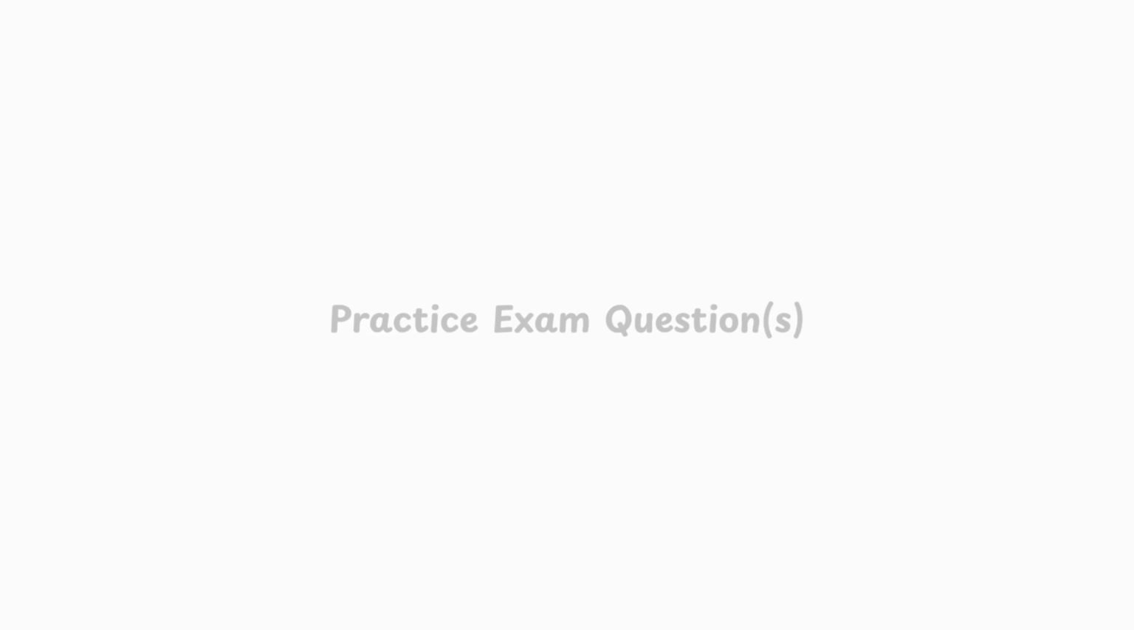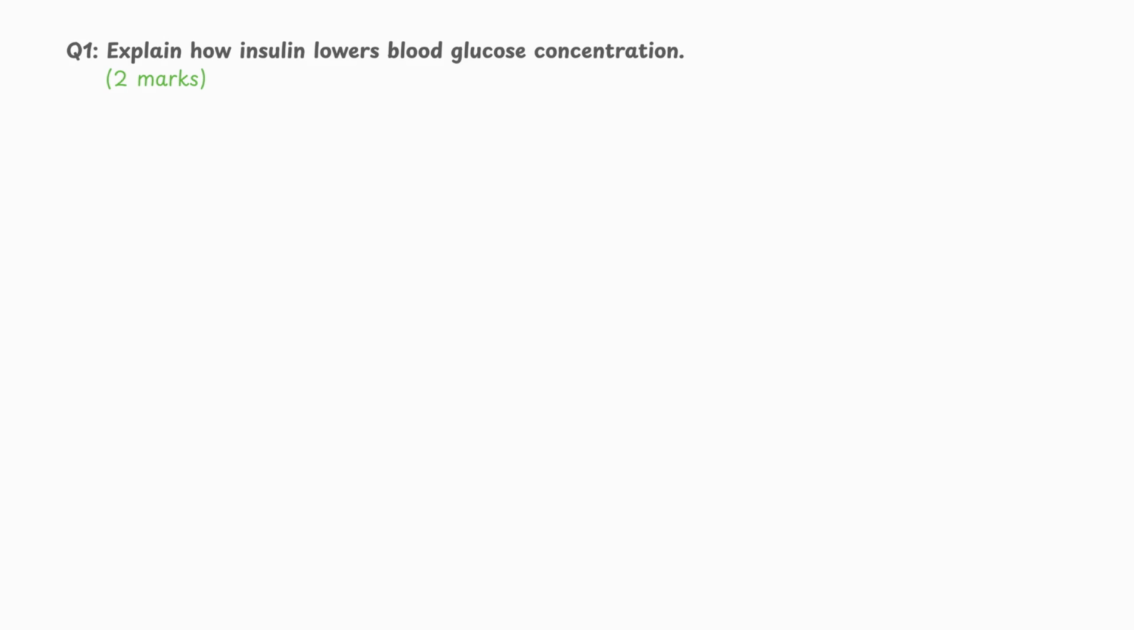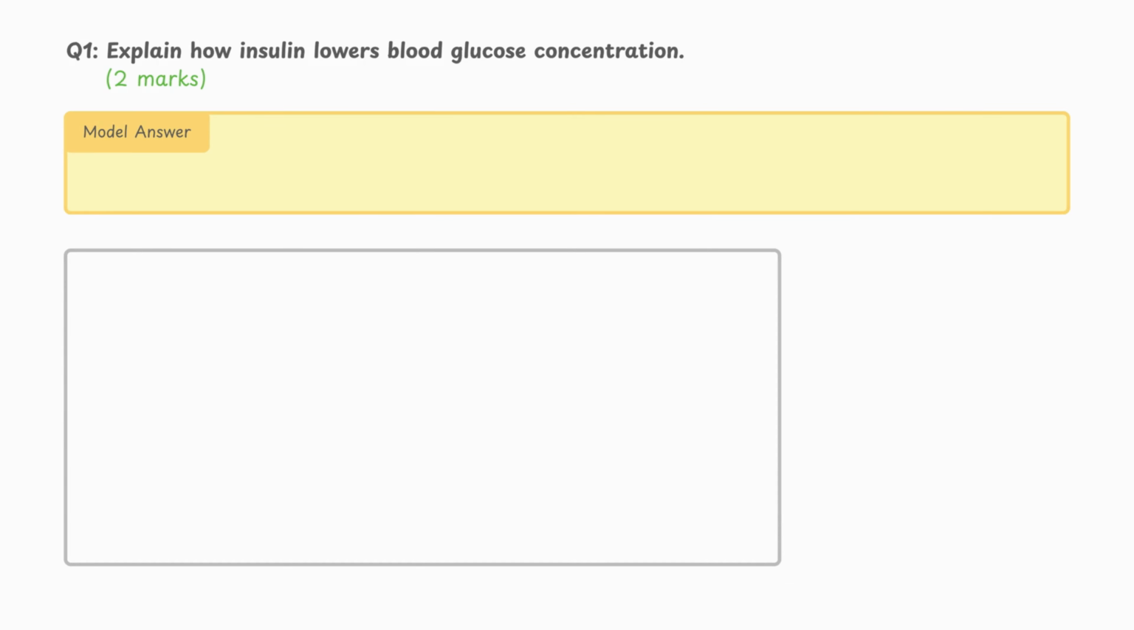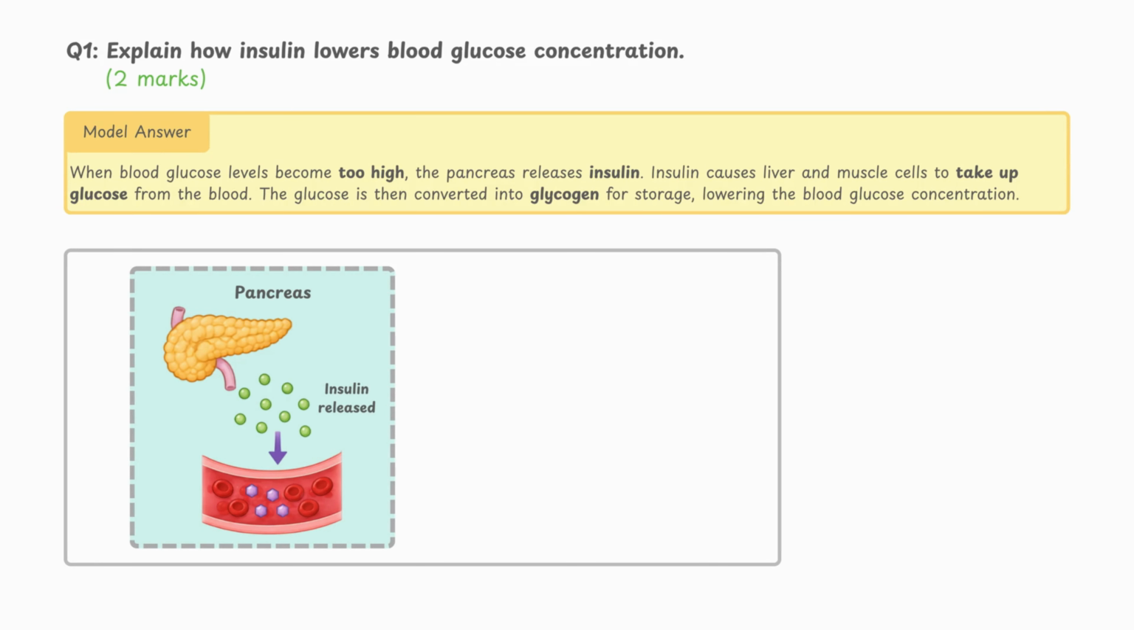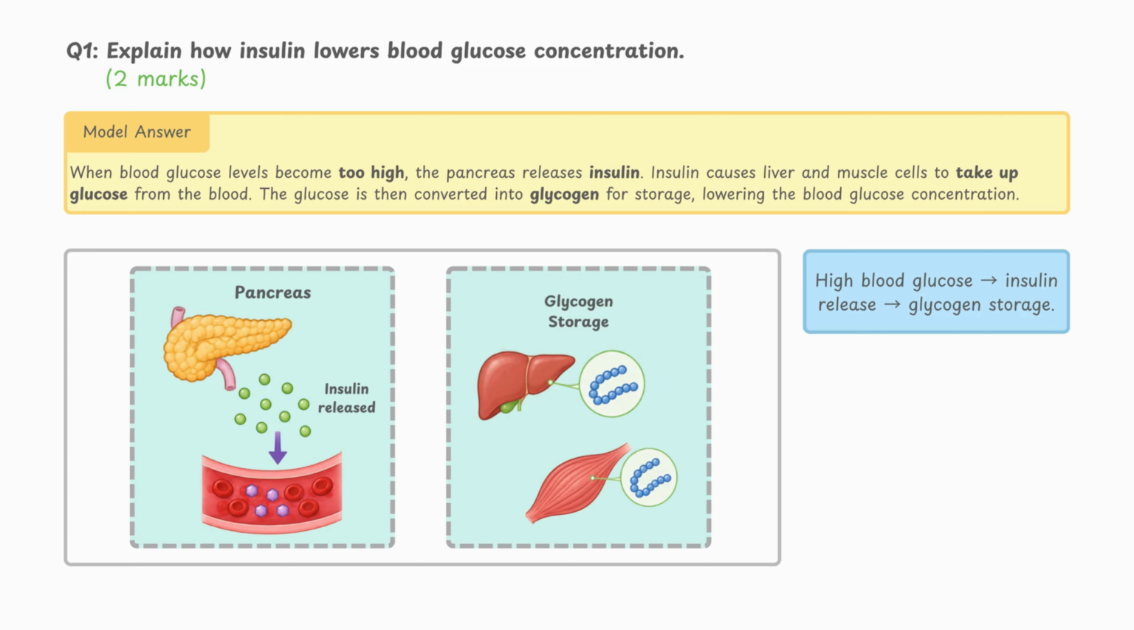Now let's dive in with some exam-style practice questions. You can pause the video and try it yourself. Let's begin with the first question. Explain how insulin lowers blood glucose concentration. When blood glucose levels become too high, the pancreas releases insulin. Insulin causes liver and muscle cells to take up glucose from the blood. The glucose is then converted into glycogen for storage, lowering the blood glucose concentration.